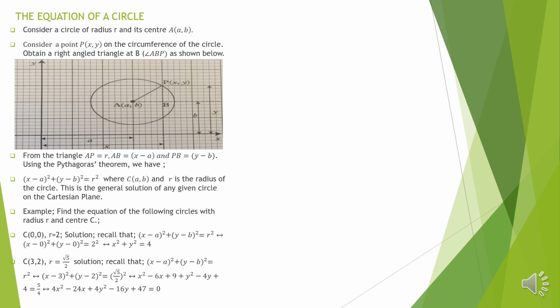Now, simplifying that one and putting the like terms together, we end up with 4x squared minus 24x plus 4y squared minus 16y plus 47 equals 0. In most cases, the equation of a circle is equated to 0, so you can take everything to the left-hand side.